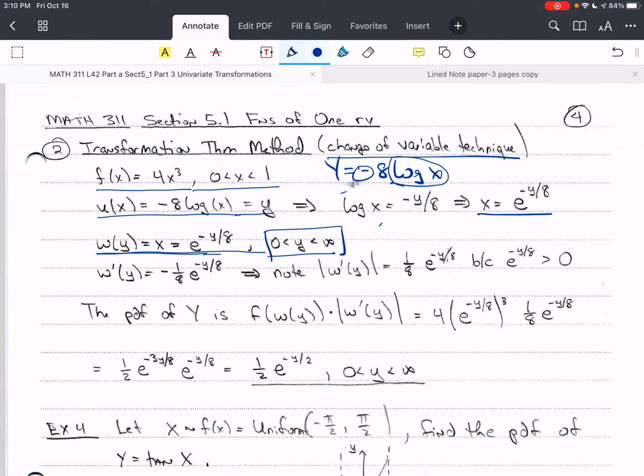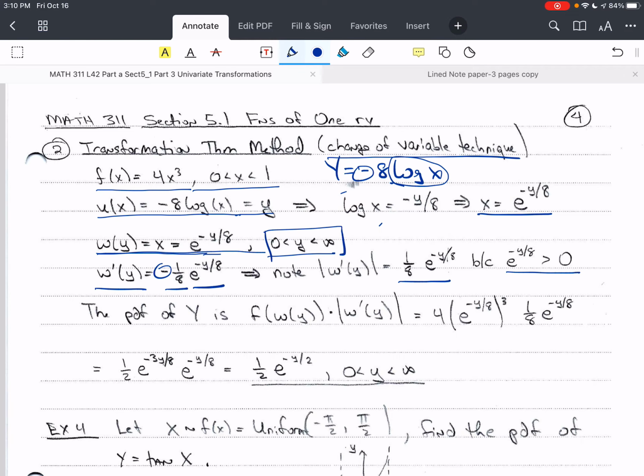Okay? And now we take the derivative of w. So w prime is negative 1/8 e to the negative y over 8. And then we need to take the absolute value of that, so we get rid of the negative here. Okay? So we end up with 1/8 e to the negative y over 8, because e raised to any power is always greater than or equal to 0. Okay? So as we said here.